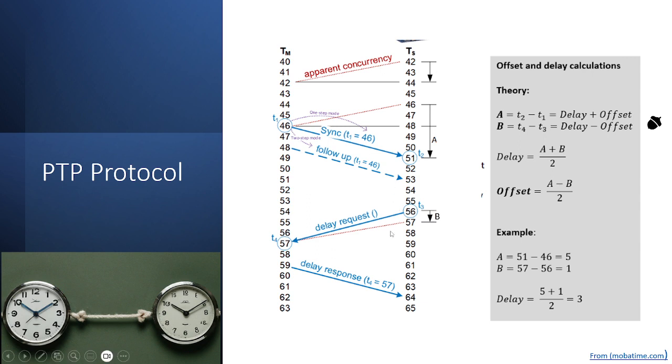And then if you look at the other side, which is when you send the delay request, that measurement, which is B, is T4 minus T3, and that is delay minus offset. And so with these 2 variables, you'll be able to compute the delay and the offset by doing these calculations: A plus B by 2 and A minus B by 2.